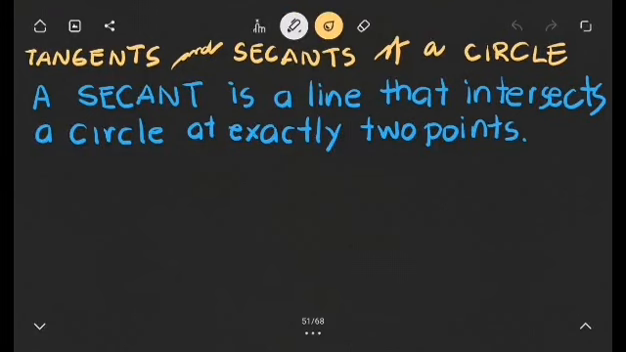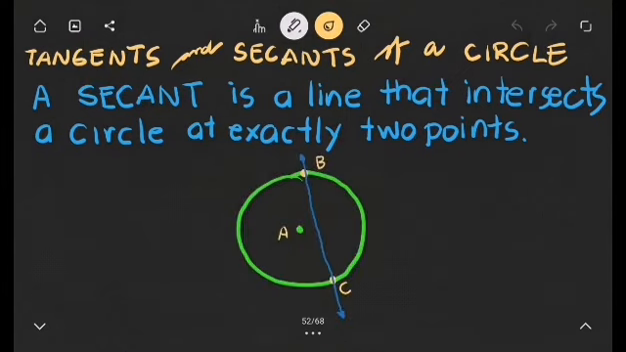Okay, so on the other hand, a secant is a line that intersects a circle at exactly 2 points. Based from the illustration we have here, we have again a circle A, and if you will notice, we have another line, line BC. Kung mapapansin nyo, yung line BC intersects circle A at point B and point C. So ito naman yung example natin ng secant line.